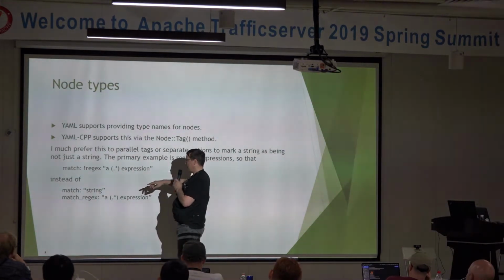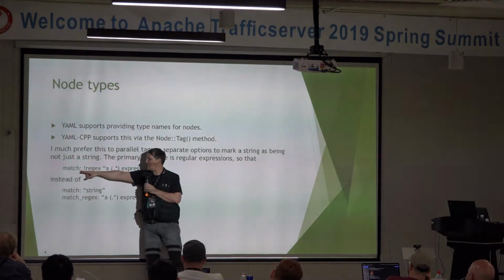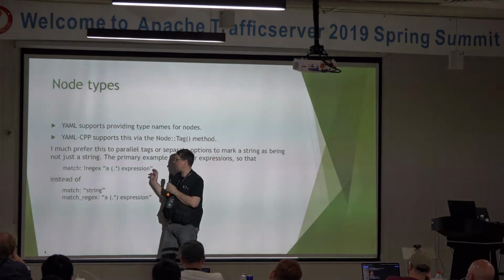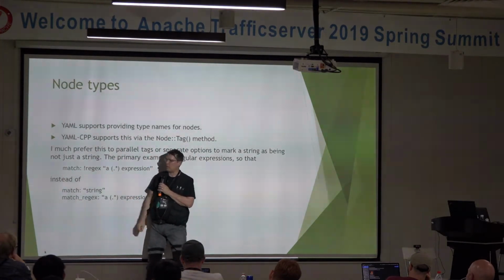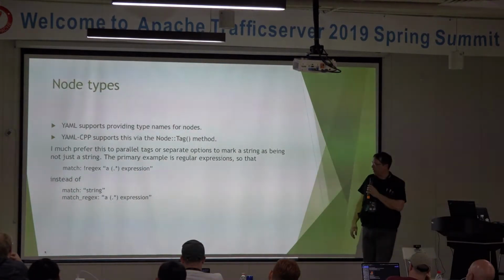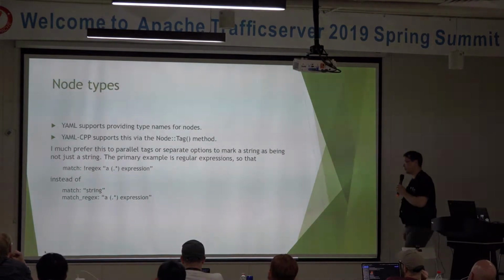So you can say things like this. What this says is I've got a key named match, and the value is this string here, a space expression, and the type is regex. And you say, why do you have a bang there? Well, because that's the YAML syntax for specifying a type. That's just the way it works.